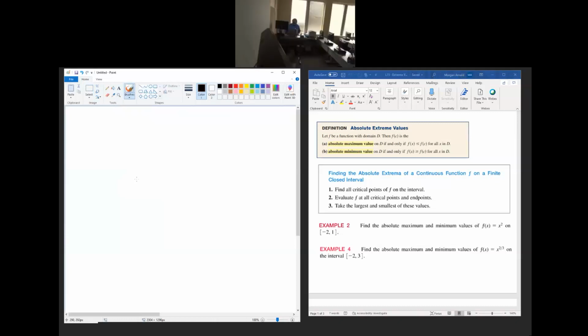Find the absolute maximum and minimum values of f of x equal to x squared on the closed interval -2, +1. The first step is to take the first derivative. So our first derivative using the power rule is just simply 2x.